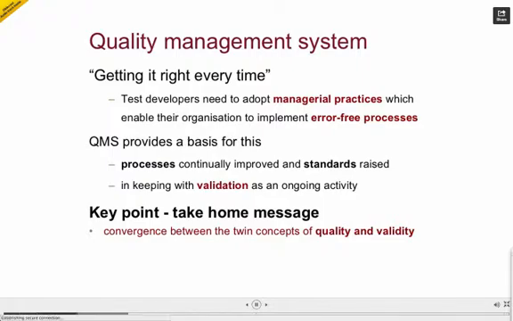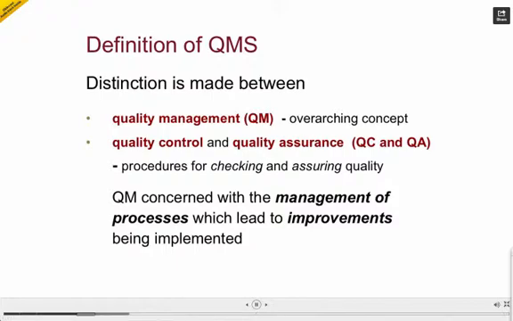First of all, though, a quick definition, distinguishing between the terms. Within this QM approach, a distinction is made normally between quality management as an overarching concept and quality control and quality assurance, which are activities or procedures for checking and ensuring quality within the overall approach. So this means that QM is concerned with the management of processes which ultimately lead to improvements being implemented, and not just simply checking out whether you're doing the right thing.